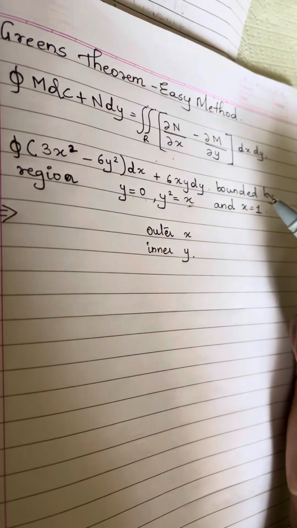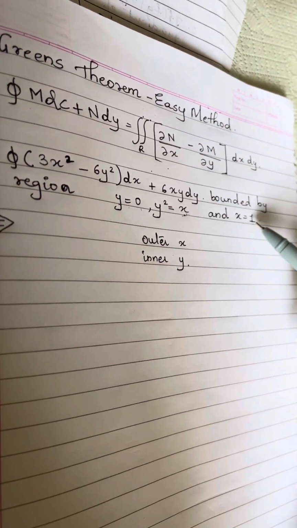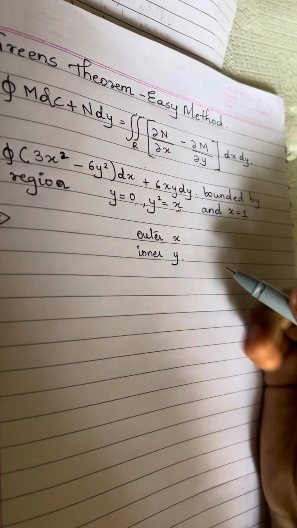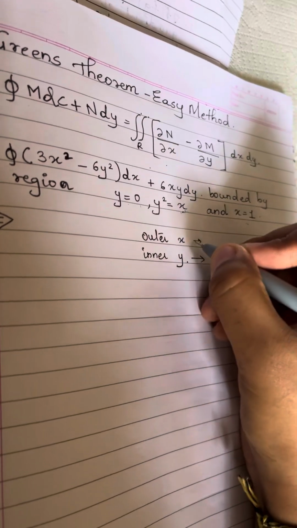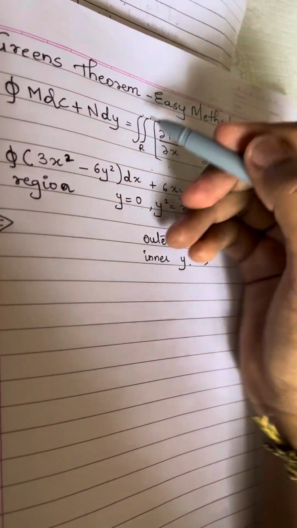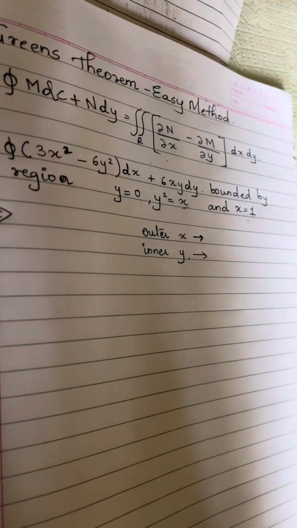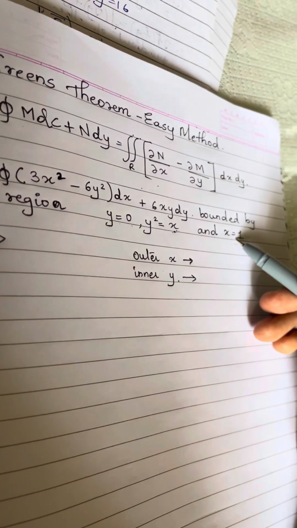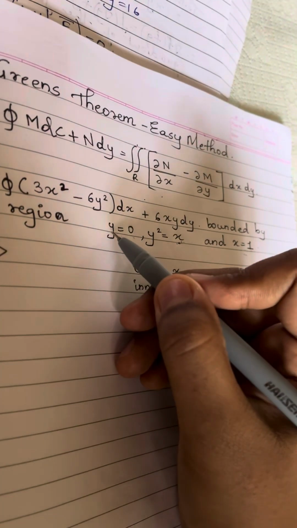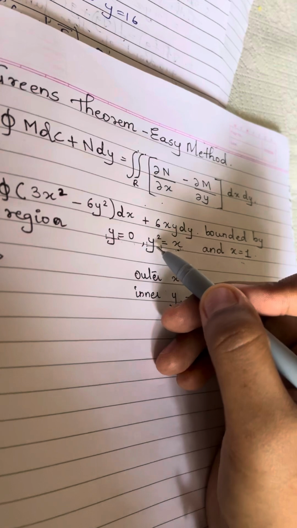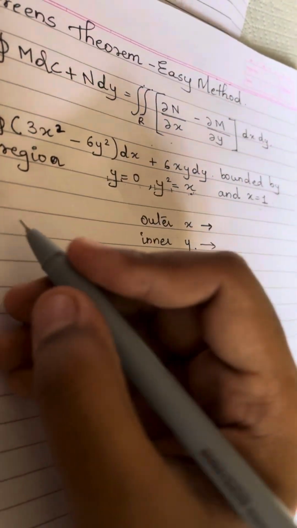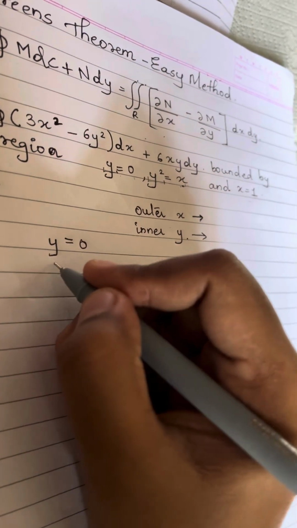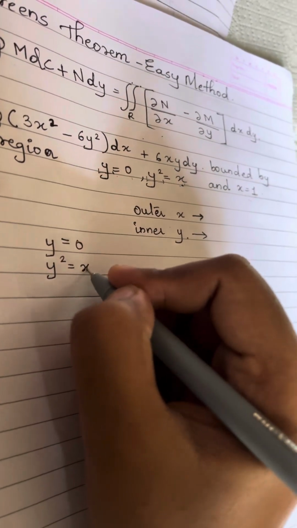Now here only one x coordinate is given, so we have to find the other x coordinate. Let us find the coordinates for the inner and the outer integrals. Here we have x is equal to 1. Now we have two y's given. Take those two y's: one is y is equal to 0 and the other is y square is equal to x.